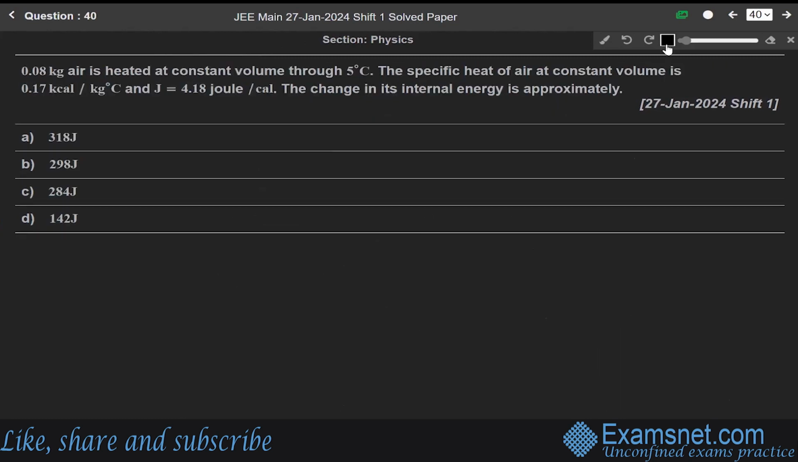Now question number 40. This question says that 0.08 kg of air is heated at constant volume through 5 degrees Celsius. The specific heat of air at constant volume is 0.17 kilocalorie per kg degree Celsius, and J equals 4.18 joule per calorie. The change in its internal energy is approximately. It says the volume is constant. This question is from the chapter of thermodynamics.